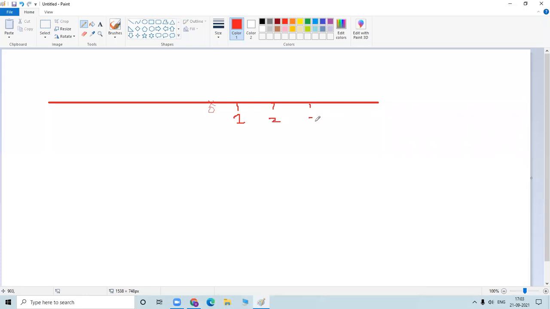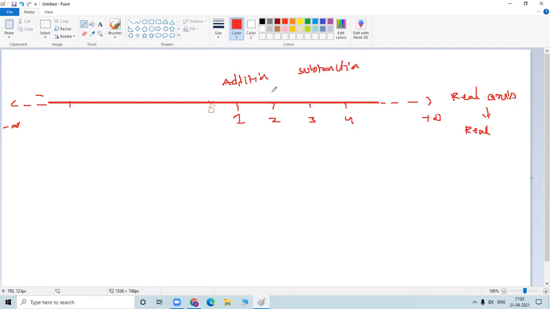2, 3, 4, and so on up to plus infinity, and so on up to minus infinity. We can do so many things on the real axis. This is called the real axis, where you represent all your real numbers. You can do addition, subtraction, even multiplication. You can find square roots, certain operations, and explain fractions. Whatever relates to real numbers, we can explain using this axis.